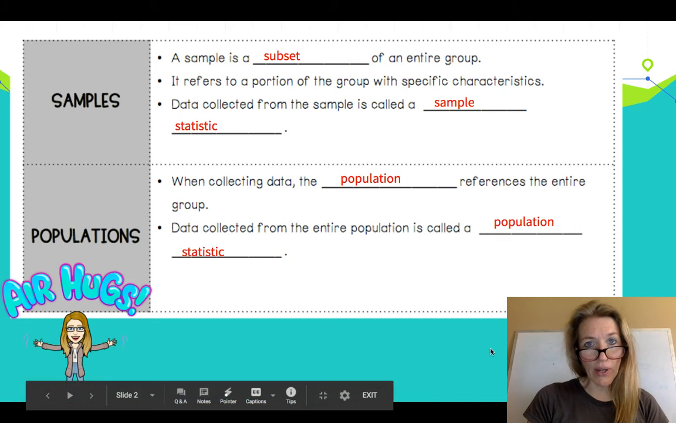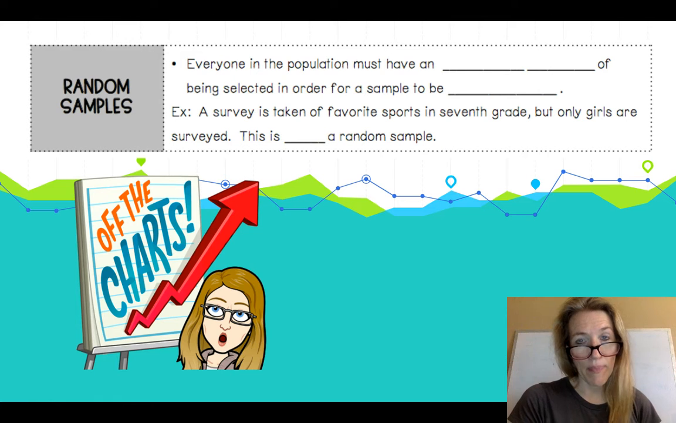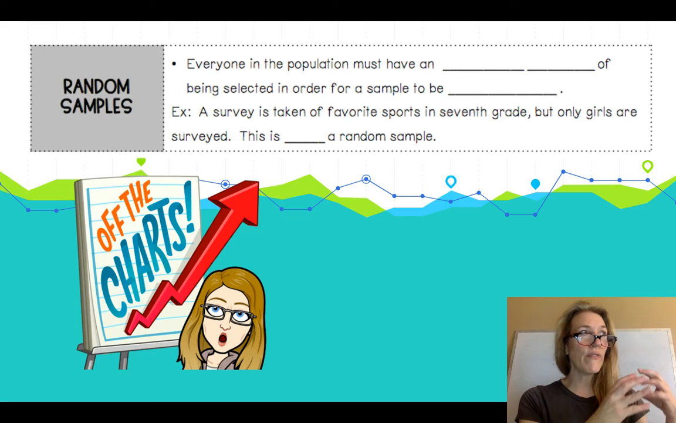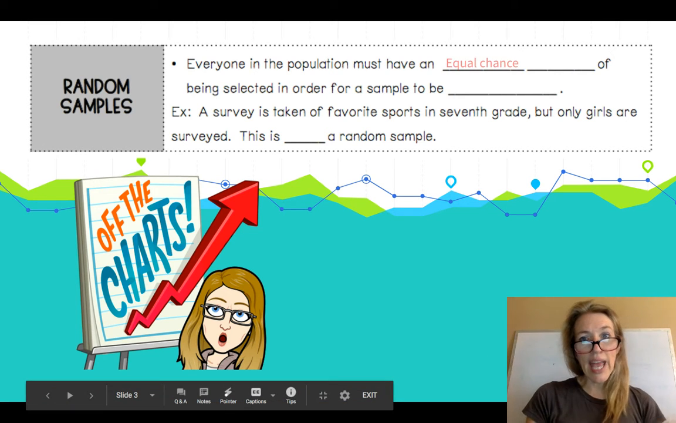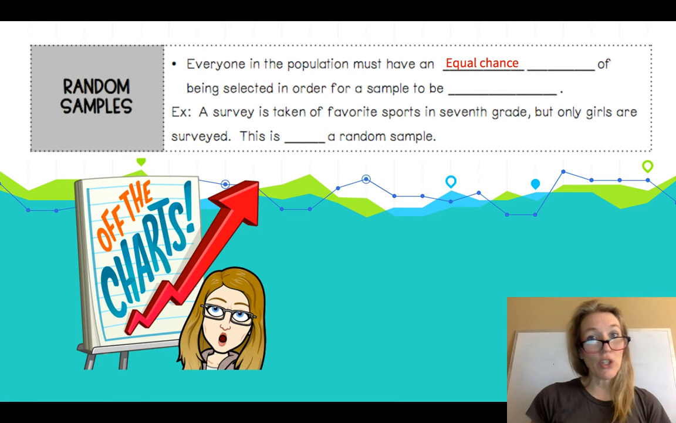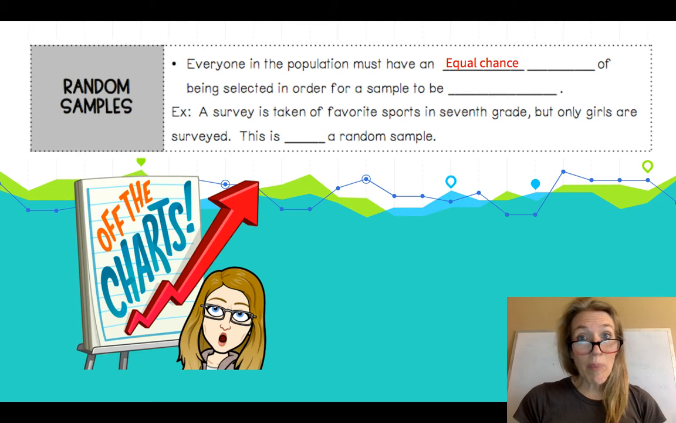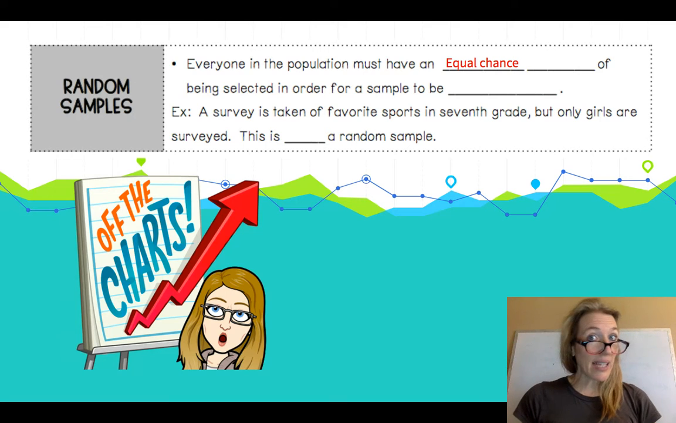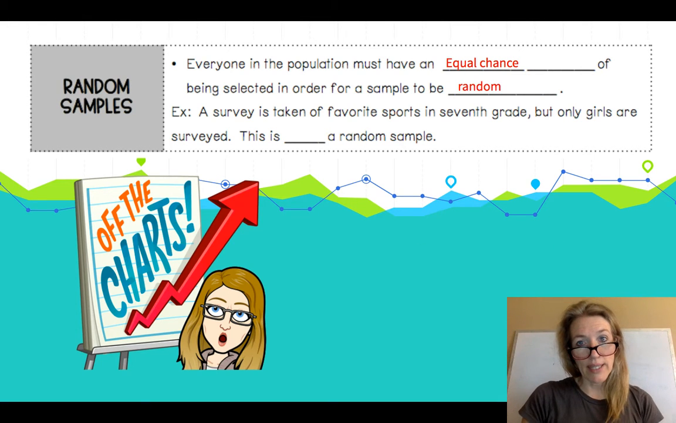Okay, my next vocabulary word that I want you to know as we start this unit is a random sample. Guys, random samples are very important when we're collecting data. It's very important for everyone in a population to have an equal chance to be a part of a random sample. That means that your sample, your data, is unbiased. Okay, so it's very important to have unbiased data. That's the most accurate data, and that's exactly what we need when we study a population. So being selected in order for a sample to be random.